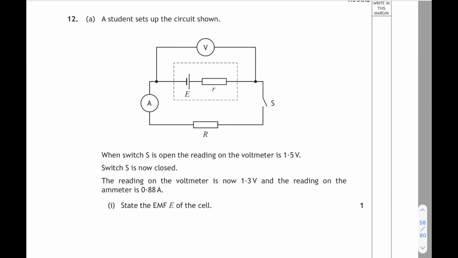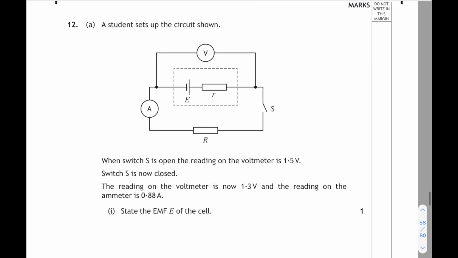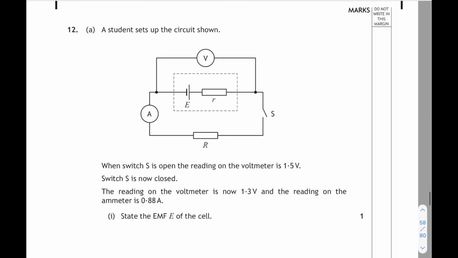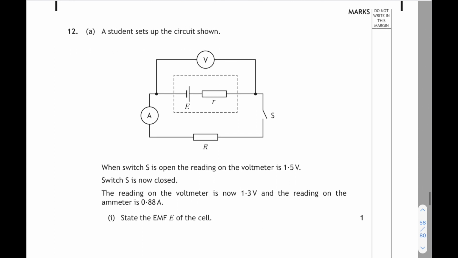So a student sets up a circuit as shown, and when switch S is open, the reading on the voltmeter is 1.5 volts. Then when the switch is now closed, the reading on the voltmeter goes down to 1.3 volts, and the reading on the ammeter is 0.88 amps. And in part 1, we have to state the EMF E of the cell.